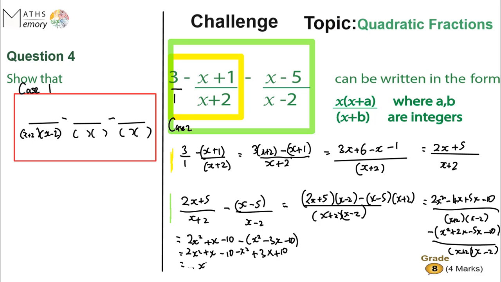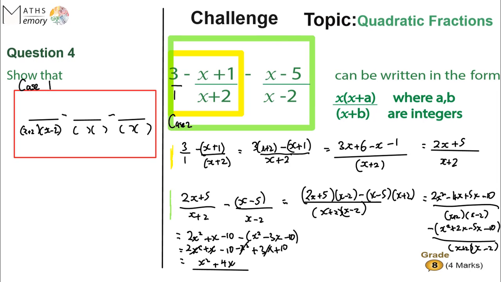x squared, cancel these two things out, plus 4x, if we cancel these two over here, and the minus 10 plus 10 cancel. So we've got x squared plus 4x, and the whole thing is all over our answer of x plus 2, x minus 2.